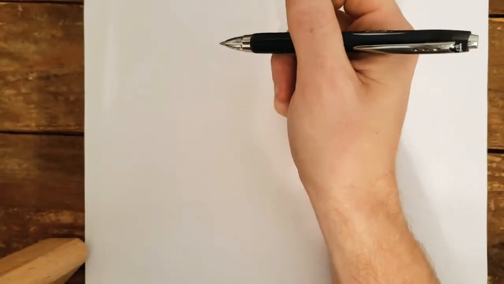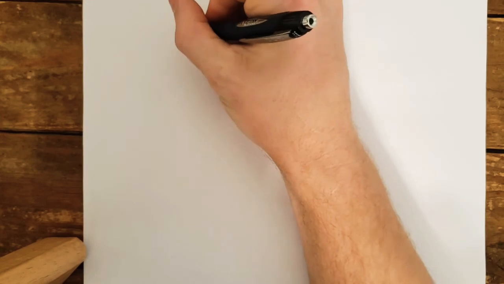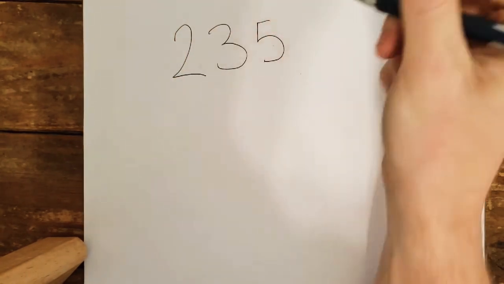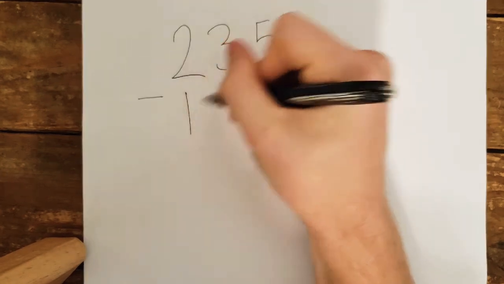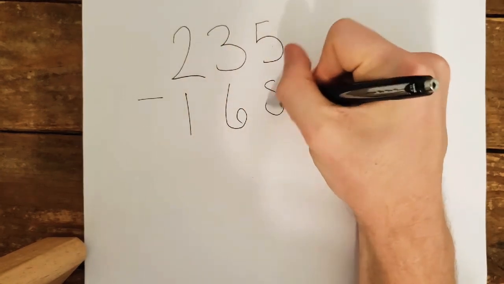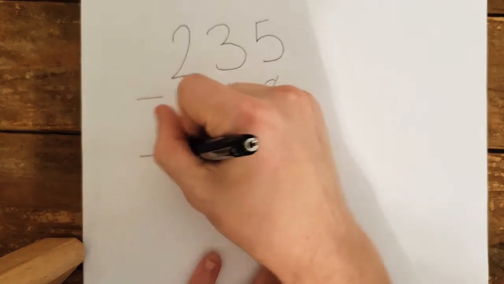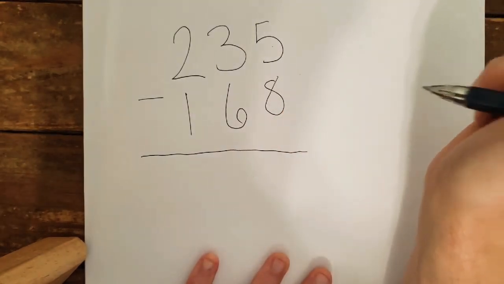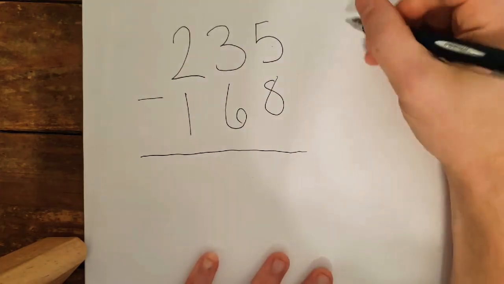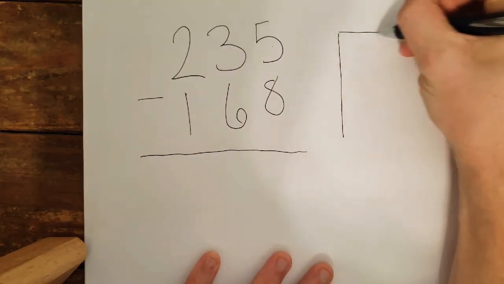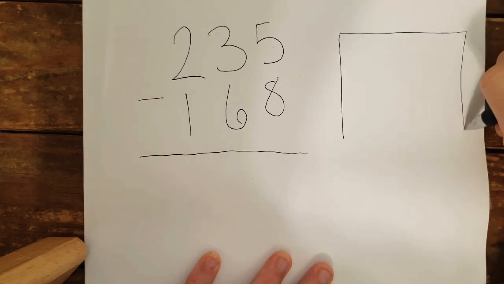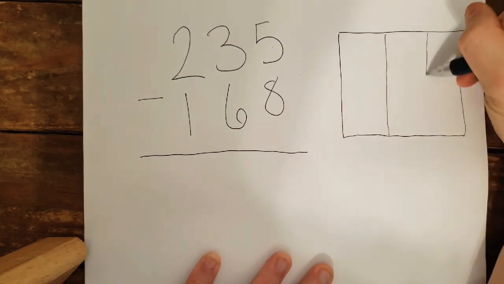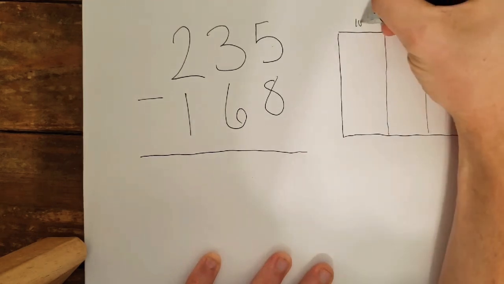All right, so our setup for this one is going to be very, very similar. We're going to have 235 minus 168. So our vertical algorithm looks a lot like our addition. However, it's just a little bit different because we have our subtraction. We also need our place value chart over to the side with our hundreds place, tens place, and ones place.